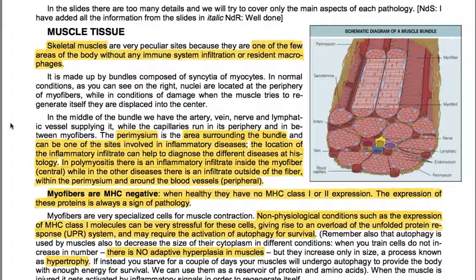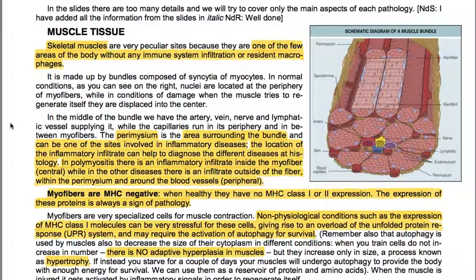Myofibers are MHC negative. When healthy, they have no MHC class 1 or 2 expression. The expression of these proteins is always a sign of pathology. Myofibers are very specialized cells for muscle contraction. Non-physiological conditions such as the expression of MHC class 1 molecules can be very stressful for these cells, giving rise to an overload of the unfolded protein response, UPR, system, and may require the activation of autophagy for survival.